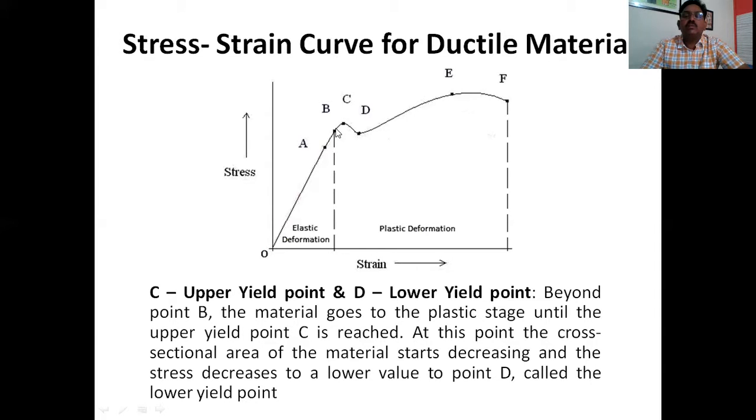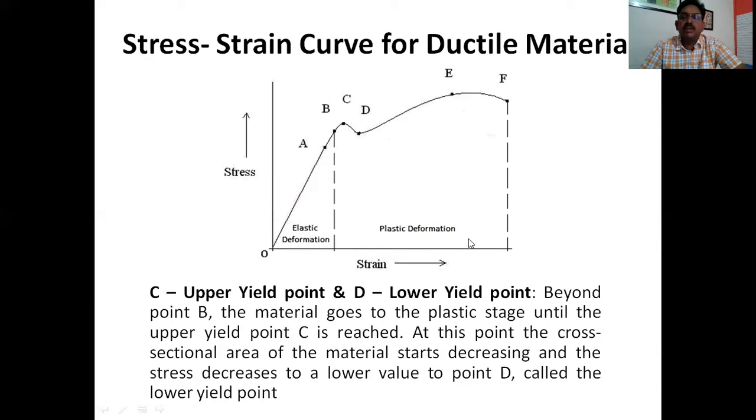If the load is applied beyond B, the material can no longer be called an elastic material. It loses its elasticity and becomes a plastic material. The deformation, even when we remove the load, will not come back. That means it is a permanent deformation. So beyond B, if we apply more load or the stress is more, we can find two more points, called C and D.